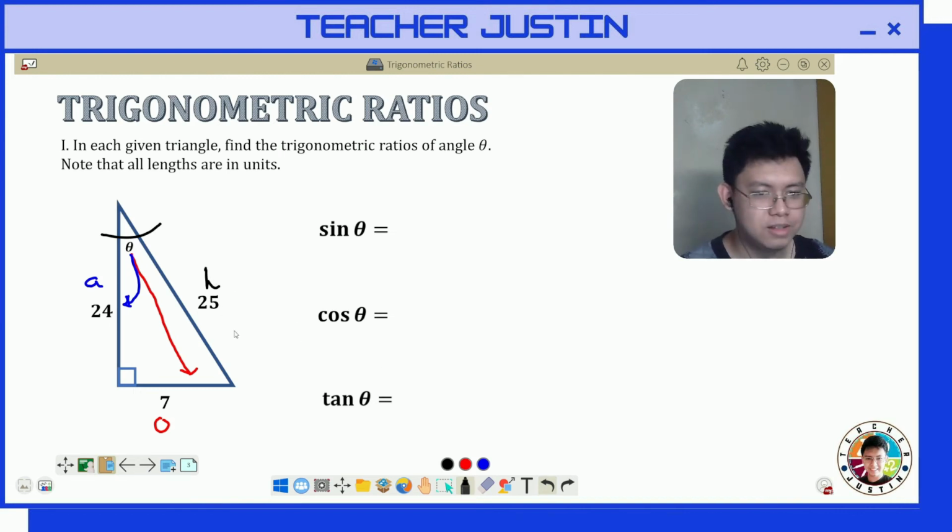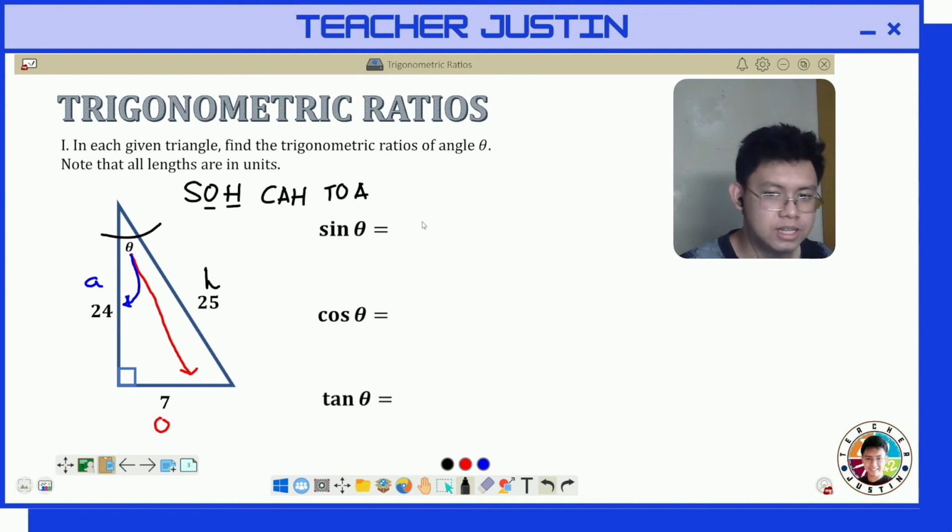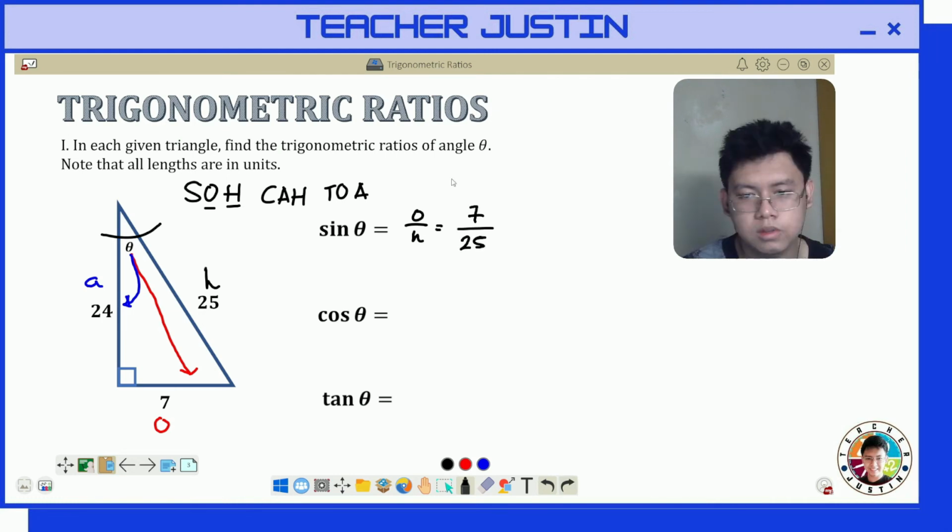Now that we have our opposite side, adjacent side, and hypotenuse, let's identify our trigo ratios using SOHCAHTOA. First, let's find sine theta. Sine theta is opposite over hypotenuse. So O over H. Let's substitute. Opposite side is 7, over our hypotenuse, which is 25. So our sine theta will be 7 over 25 units.